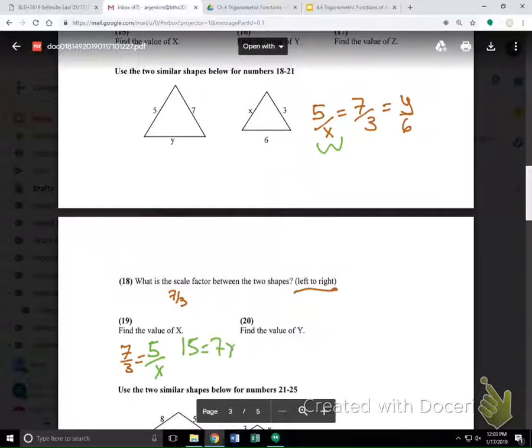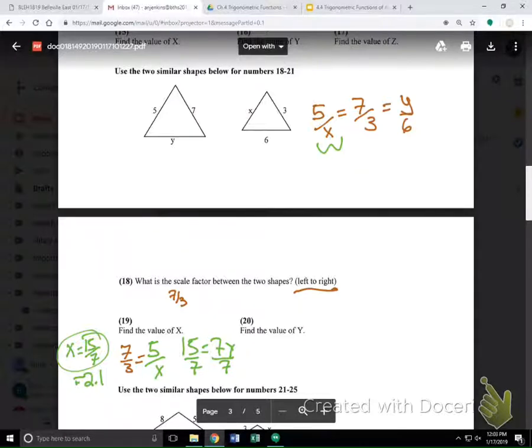15 equals 7x. That's by cross multiplication. Divide by 7. So I'm going to leave it as x equals 15 over 7. You can use a decimal approximation. I don't have a calculator to do that at this moment. 2.1. So can we leave it as improper? As long as it's in the fully reduced form, you sure can.